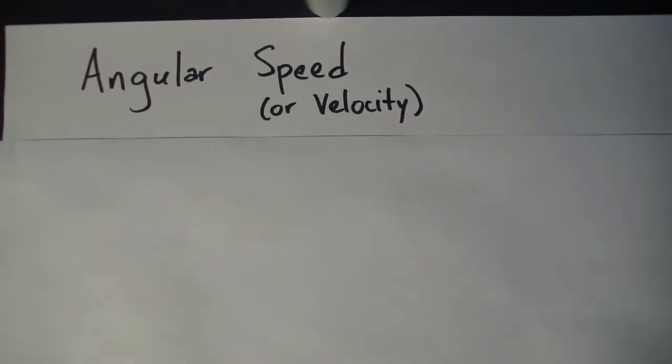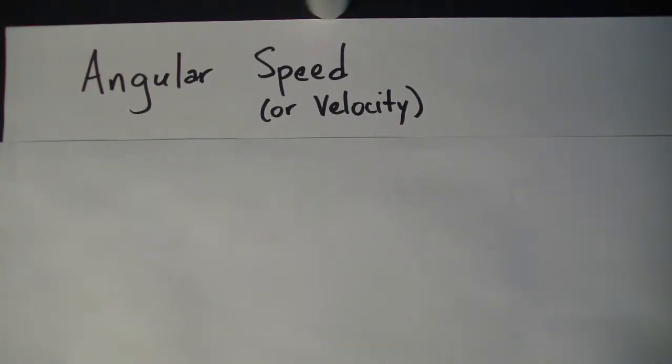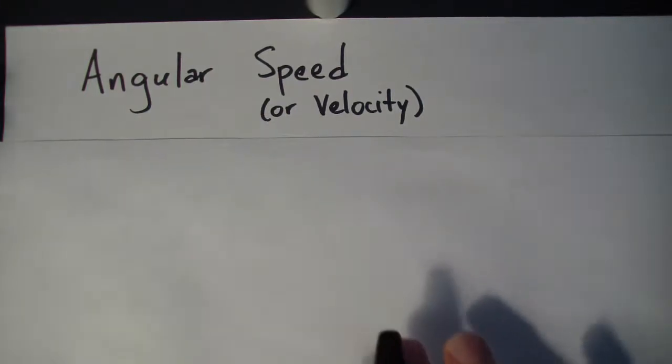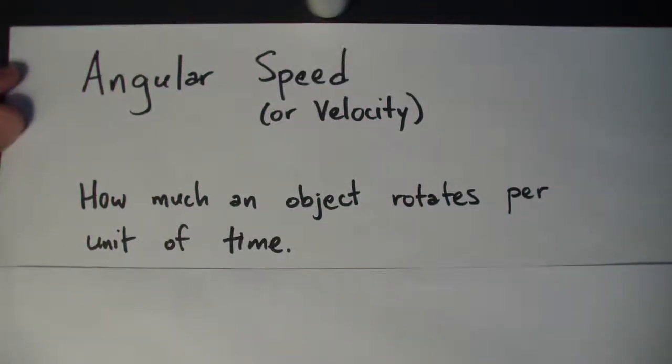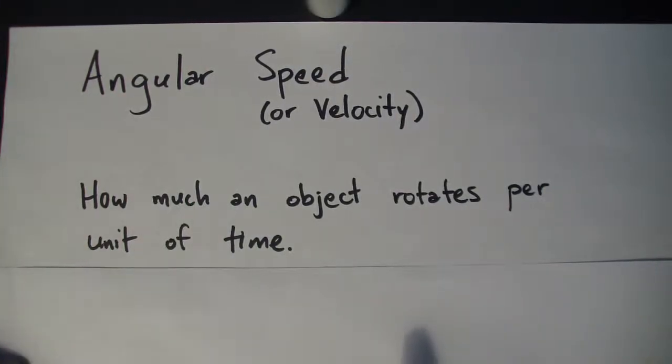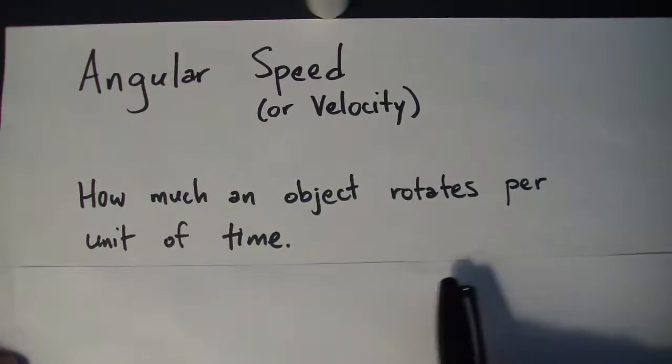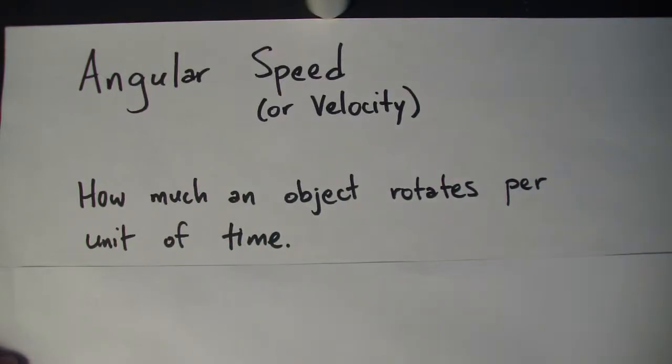Let's talk about angular speed, also known as angular velocity. The basic idea of angular speed is how much an object is rotating per unit of time. You can compare that to regular speed, where you think about how far an object travels per unit of time, some unit of distance per unit of time. Here we're thinking this object is rotating. We don't care how fast it's going in an absolute sense, but just how much it's rotating per unit of time.